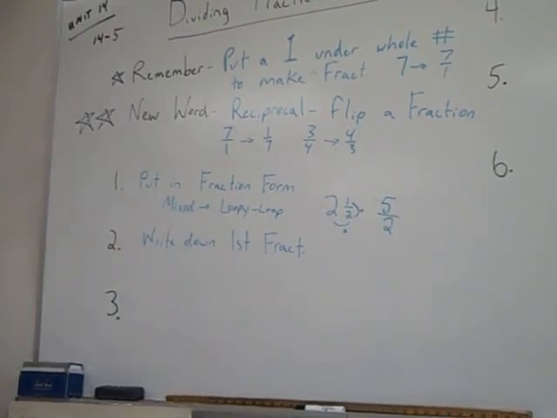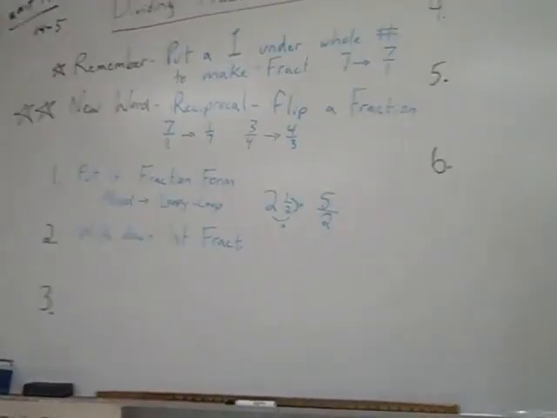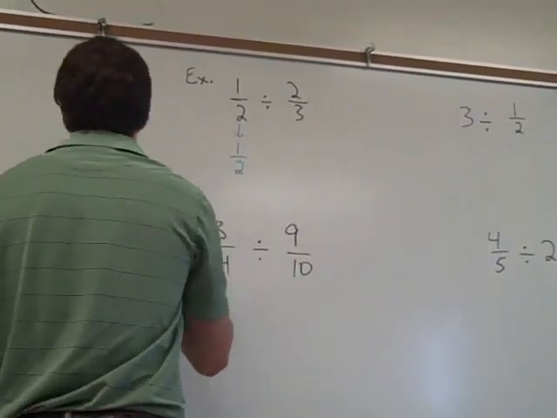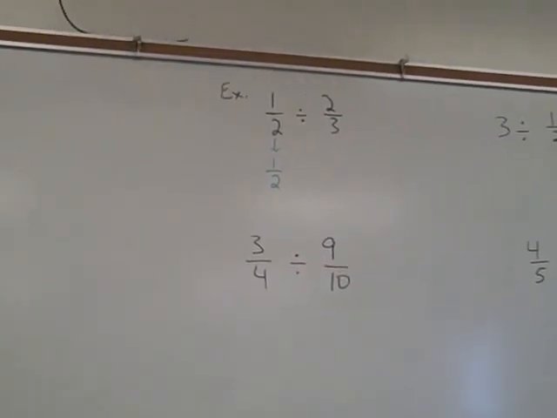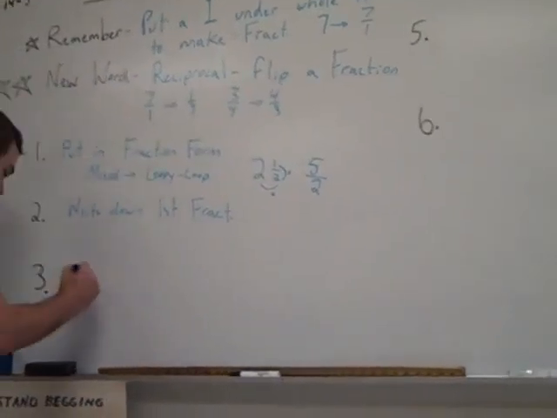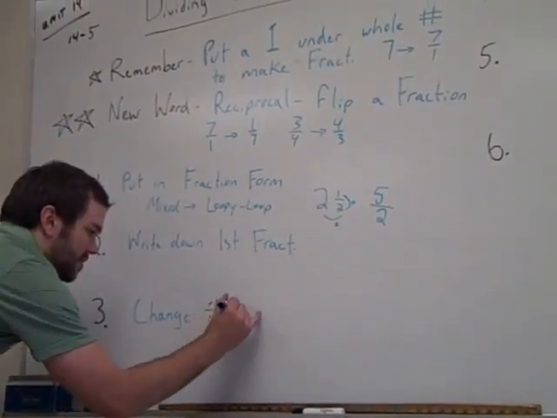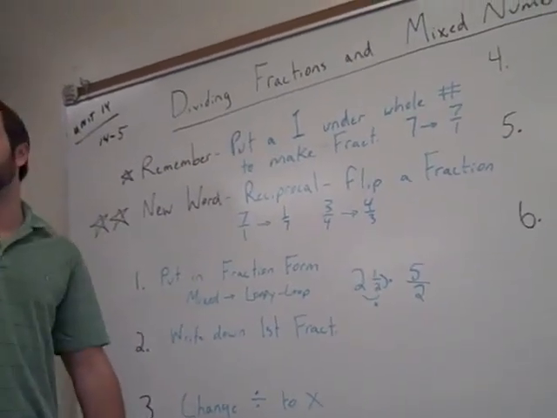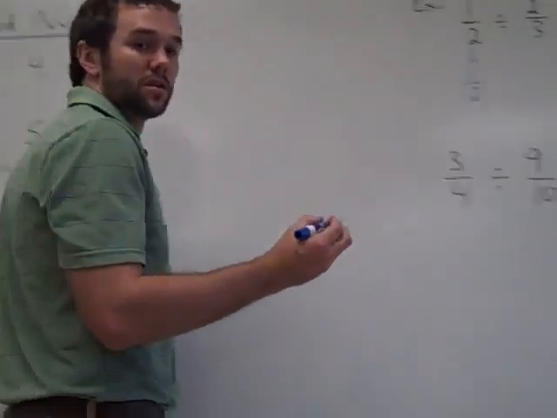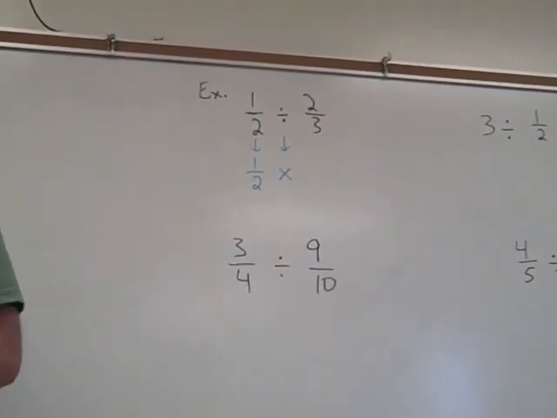Okay, so if you look over at this first example, what we'll do first is write down the first fraction, so just write down the 1/2. Now pay attention, this is where it changes a little from what we've already learned. The next thing you do is change the divide sign to a times sign, multiplying. So over here, the divide becomes times. Okay?